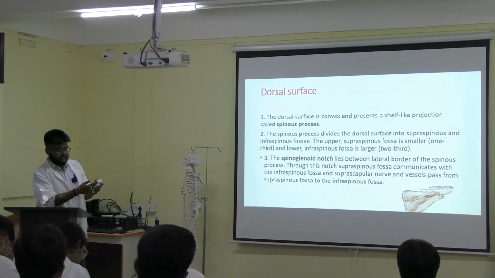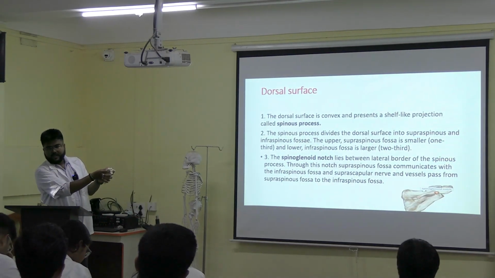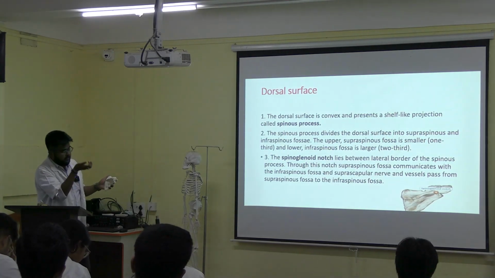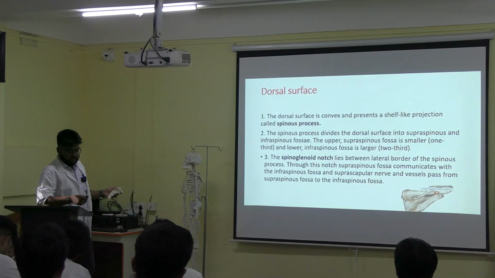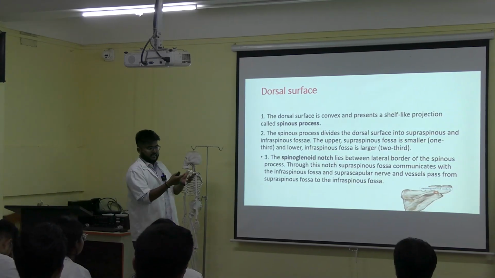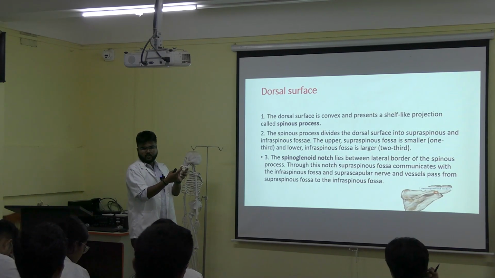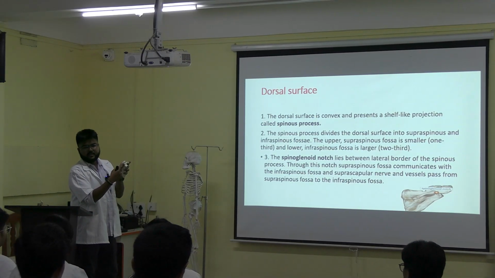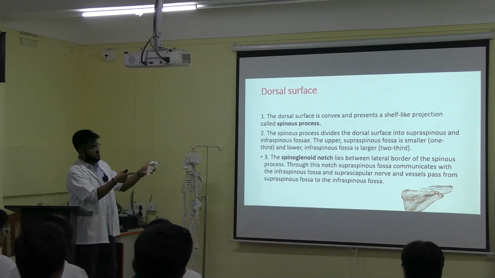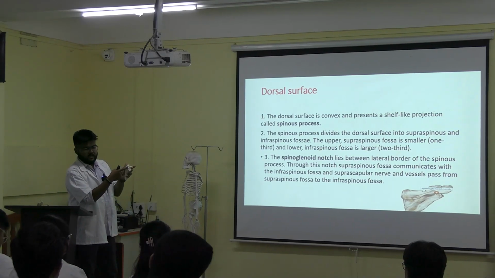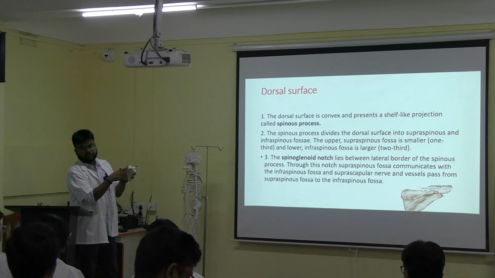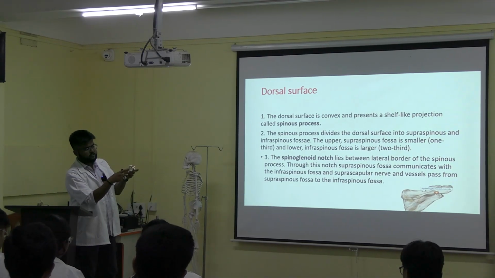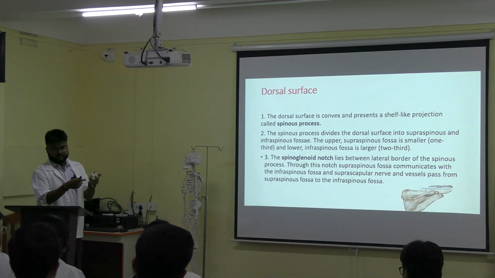The spinoglenoid notch connects the supraspinatus fossa and the infraspinatus fossa. An important artery and nerve pass through this. The suprascapular nerve and vessels pass through this notch. This is called which notch? Spinoglenoid notch. Why is this notch important? Because the suprascapular nerve and vessels pass through it, and it connects the supraspinatus fossa, the supraspinatus muscle, to the infraspinatus muscle. So this is called the spinoglenoid notch.